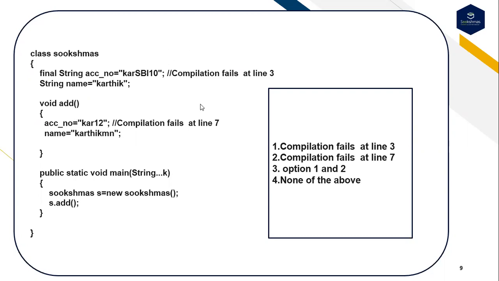These are the following options. Compilation fails at line number 3. Compilation fails at line number 7. Compilation fails at line number 3 as well as 7. And the fourth option is none of the above. You can pause this video and predict the output of this code.